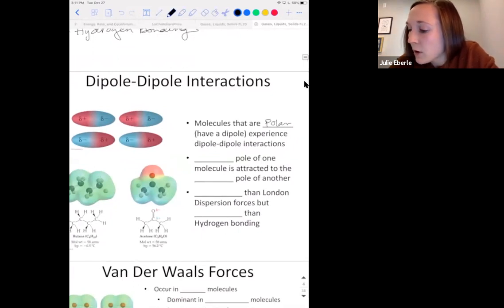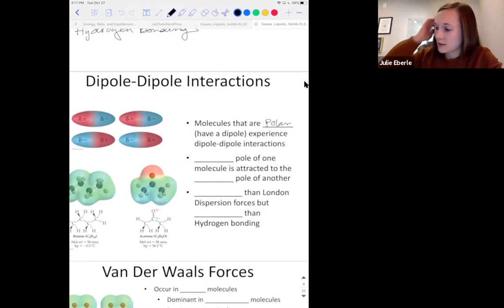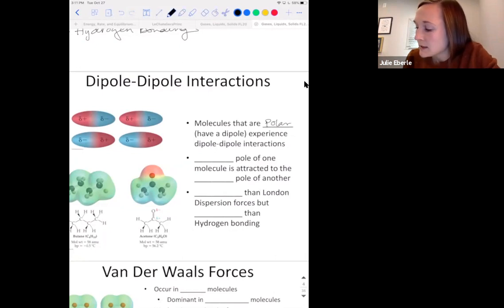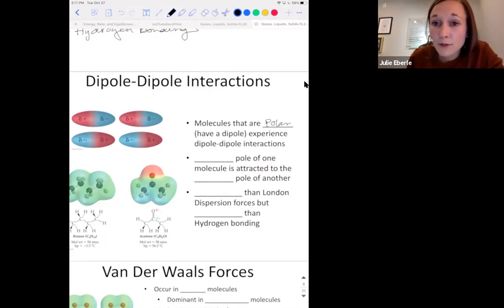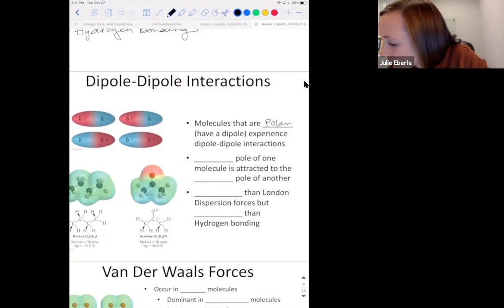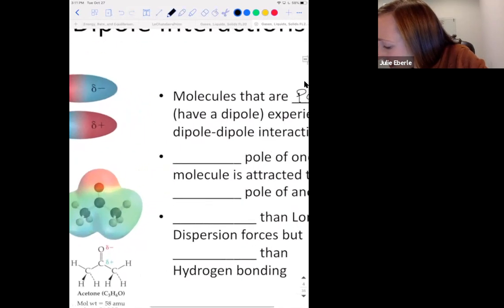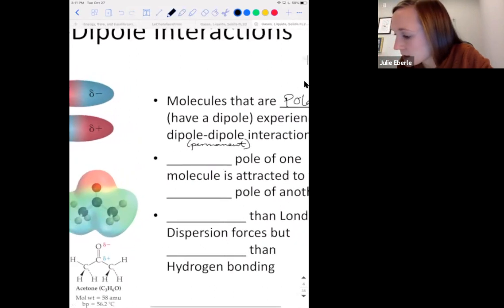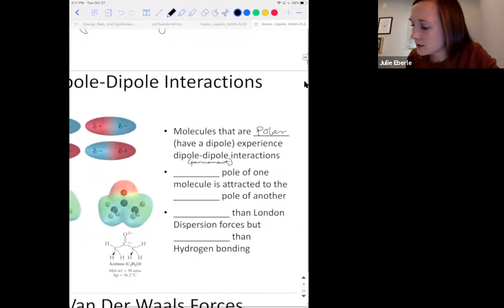So molecules that are polar and have a dipole experience dipole interactions. Make sure you remember, or remind yourself, or reach out to me, how to draw a dipole on a molecule. We'll do some examples of that. Molecules that are polar have a permanent dipole, a dipole that does not go away. I'm going to write in here, permanent dipole, because in a little bit we're going to look at what a temporary dipole is.